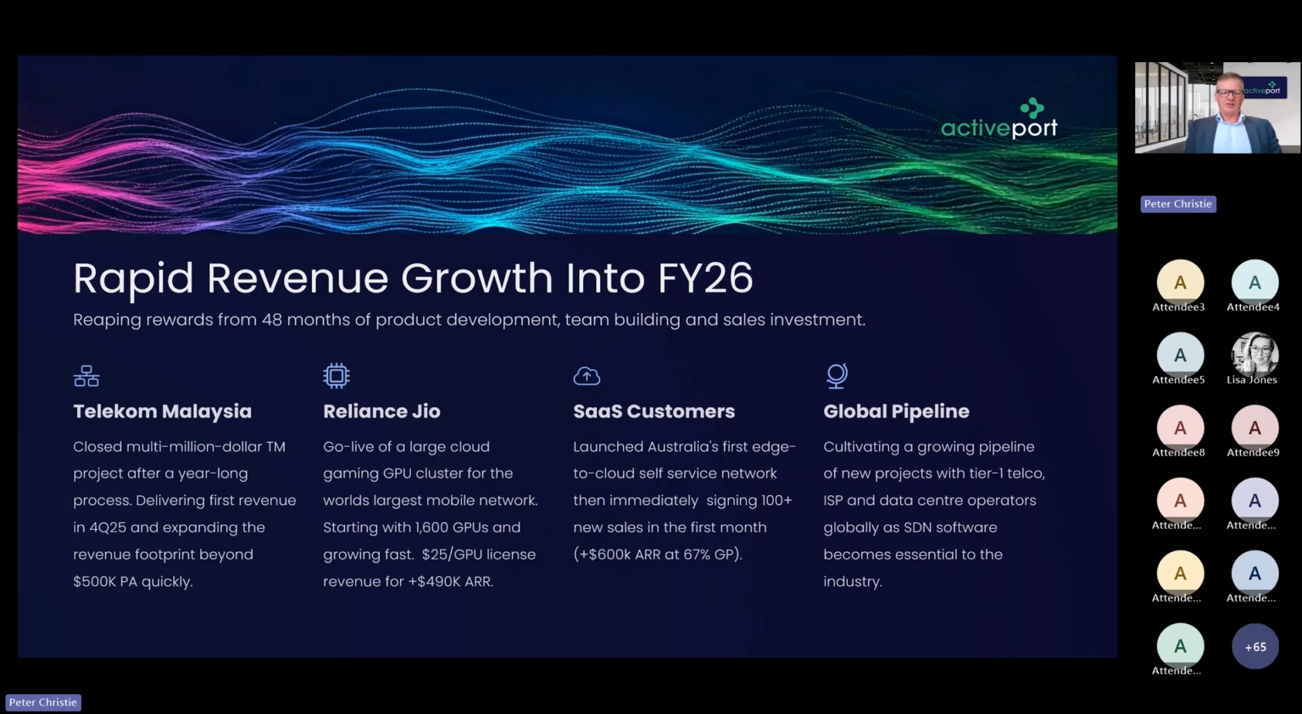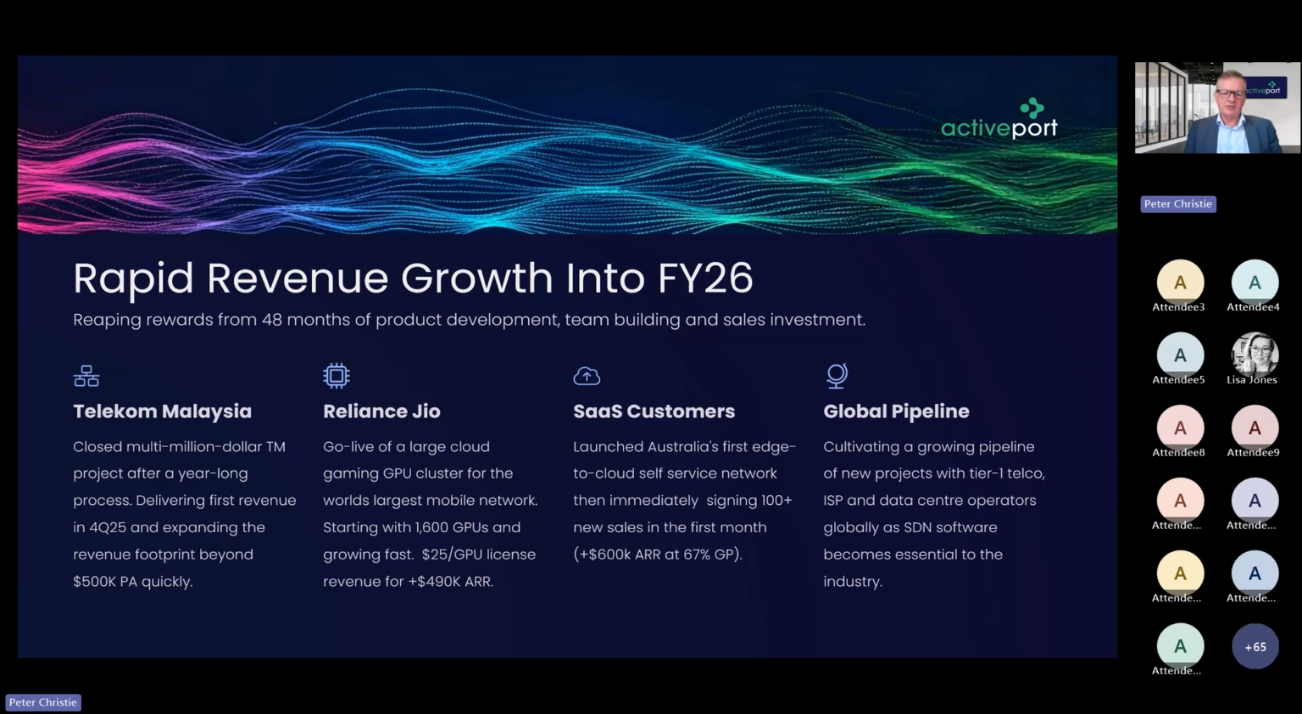Next one across is Reliance Jio. Reliance Jio, for those who aren't in the telco market, have the largest domestic mobile phone network in the world. They have almost 500 million subscribers on their mobile network. Reliance Jio are rolling out a cloud gaming solution that uses our software to orchestrate their GPUs.